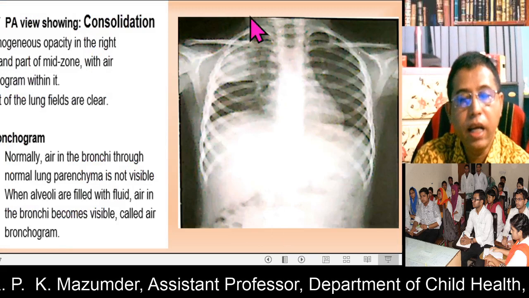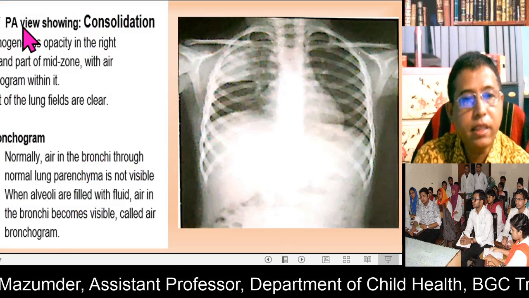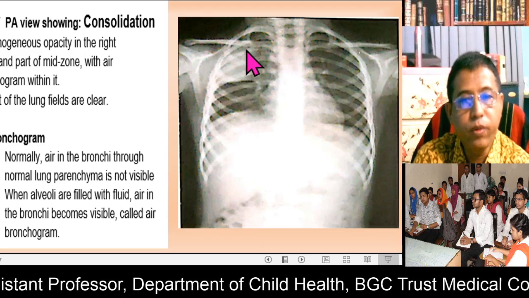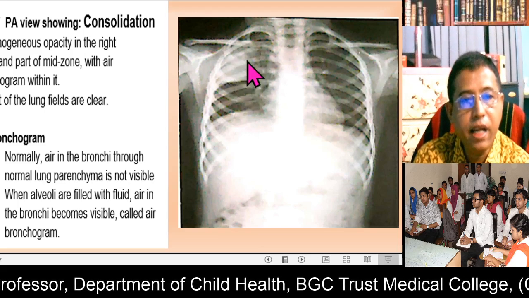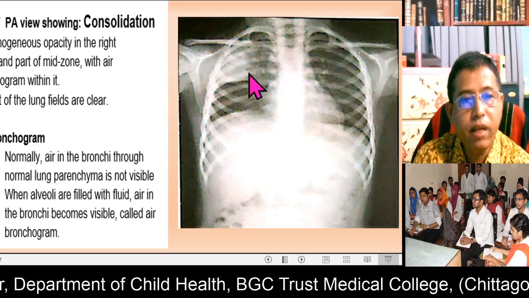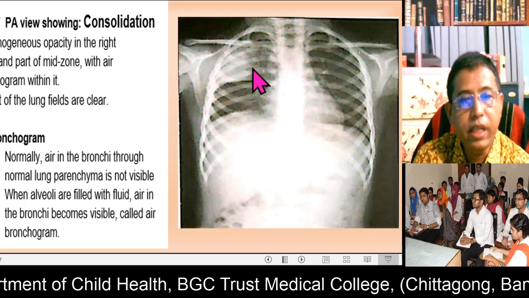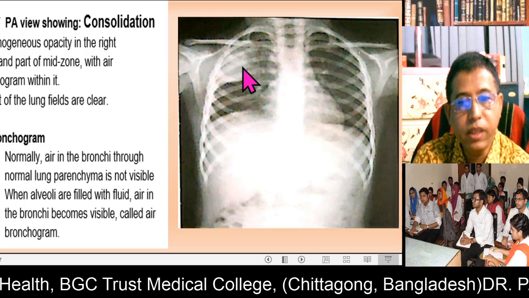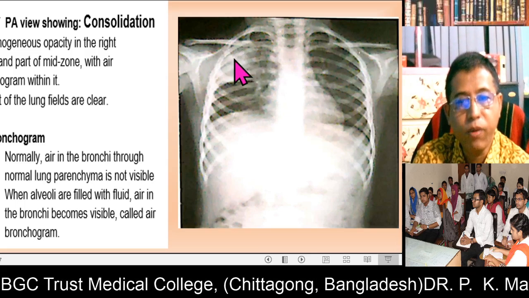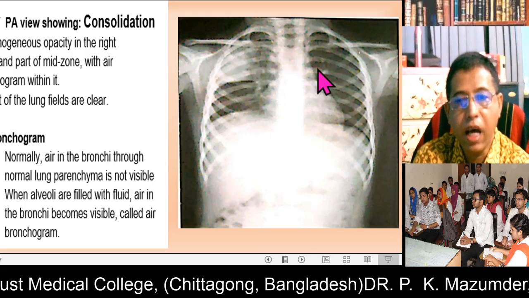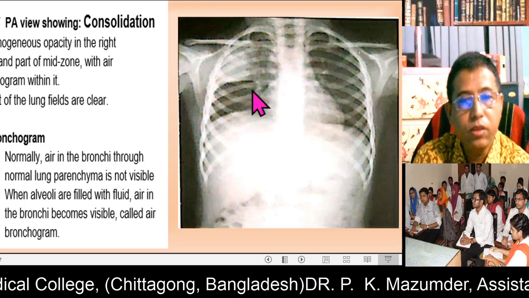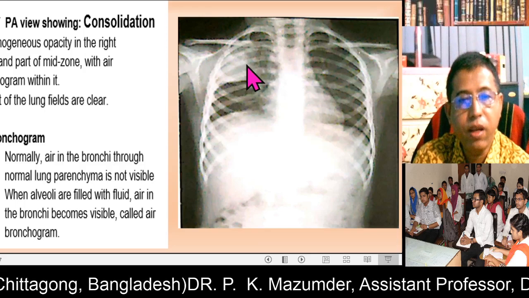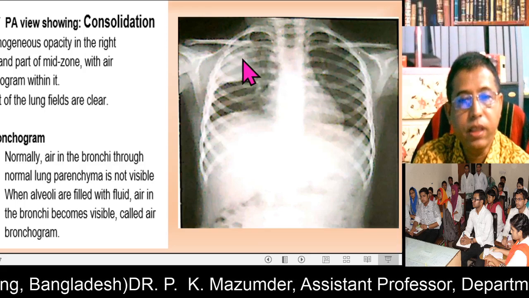Now this is the X-ray of consolidation. X-ray PA view showing consolidation. There is a homogeneous opacity in the right upper and part of the middle zone with air bronchogram. There is a blackish spot in this homogeneous opacity, which is the air bronchogram, and the rest of the lung fields are clear. So you diagnose this as right sided, right upper lobe and middle lobe consolidation.